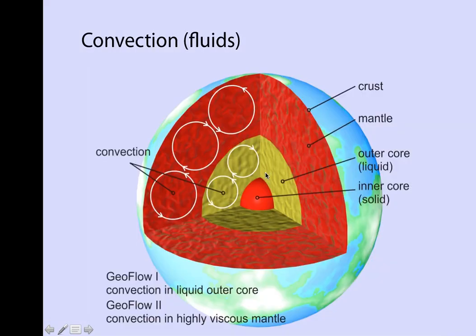For example, convection currents carry heat away from the Earth's core. Convection currents drive our atmosphere. Convection currents drive our oceans. So convection currents are very important in many aspects of physics.